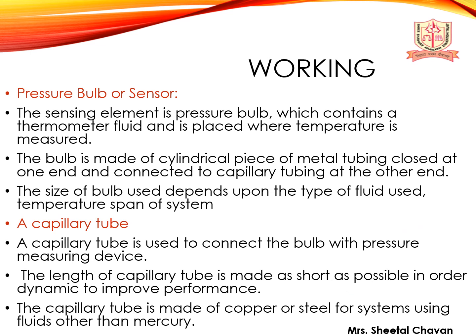Working. The pressure bulb or sensor. The sensing element is pressure bulb, which contains a thermometer fluid and is placed where the temperature is measured. The bulb is made up of cylindrical piece of metal tubing closed at one end and connected to capillary tubing at the other end. The size of the bulb used depends upon the type of fluid used, temperature, span of system.